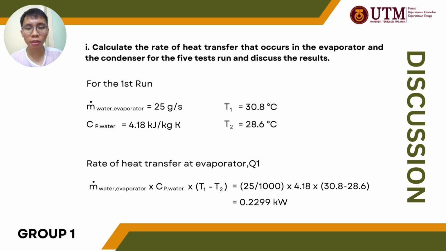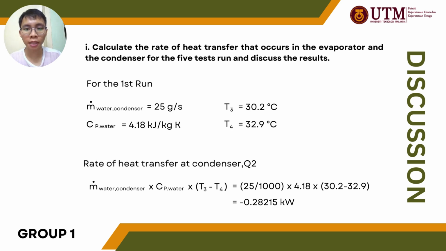Now I will show an example of how to obtain the first run of the rate of heat transfer at the evaporator. Based on table 5.1, we can get the mass flow rate of water at the evaporator, T1 and T2. Then we substitute all the values into the formula, m dot times Cp times delta T, and we can get our rate of heat transfer, where Cp is the specific heat capacity of water.